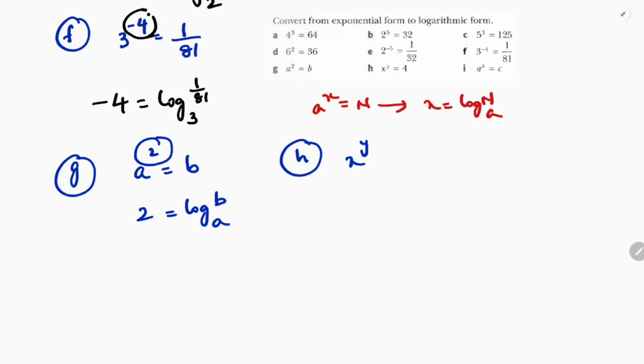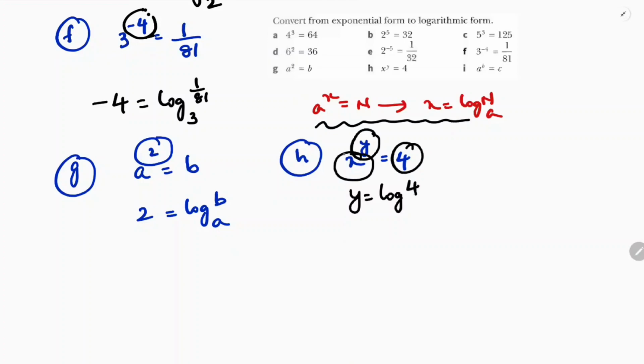H. X power y equals 4. Now see here, in place of x, with the help of the definition, we have y. So y equals logarithm of n. In place of n we have 4, and here the base is x.